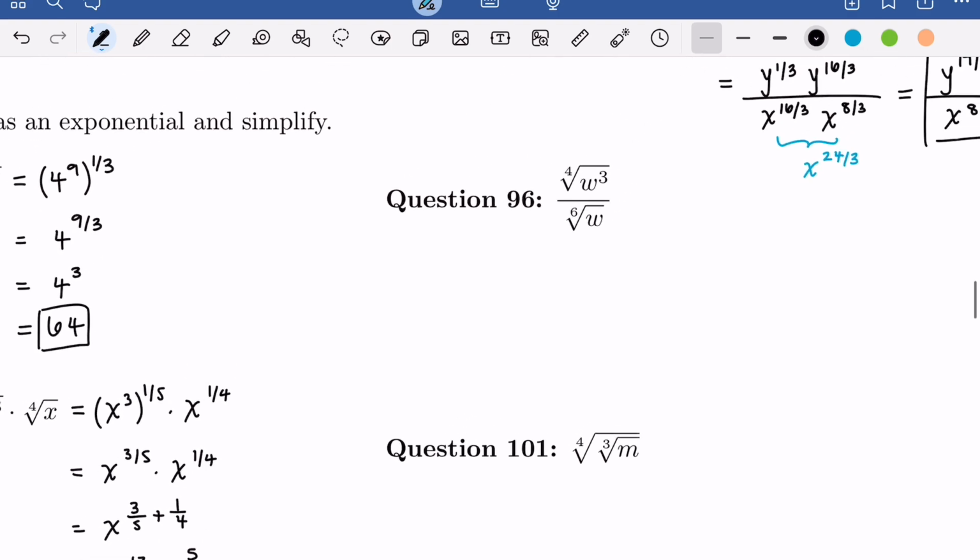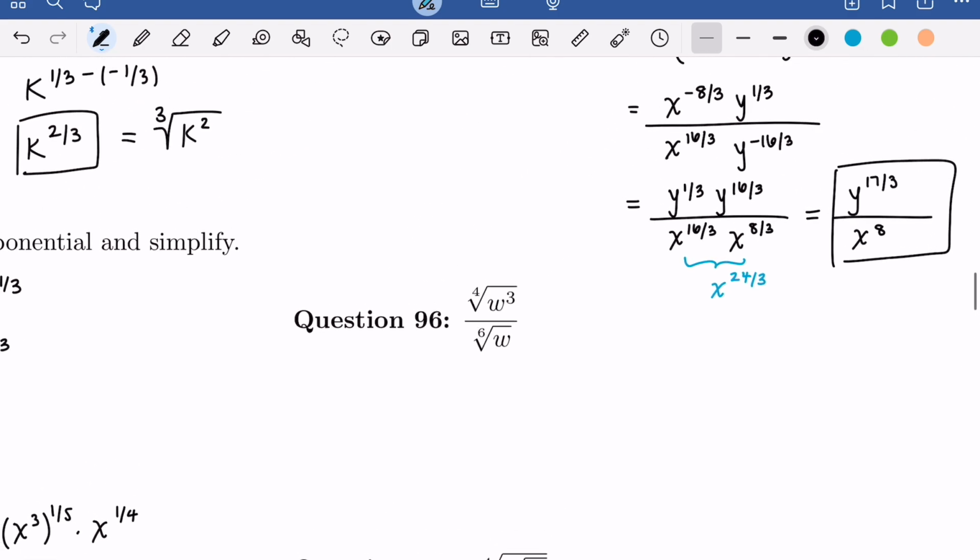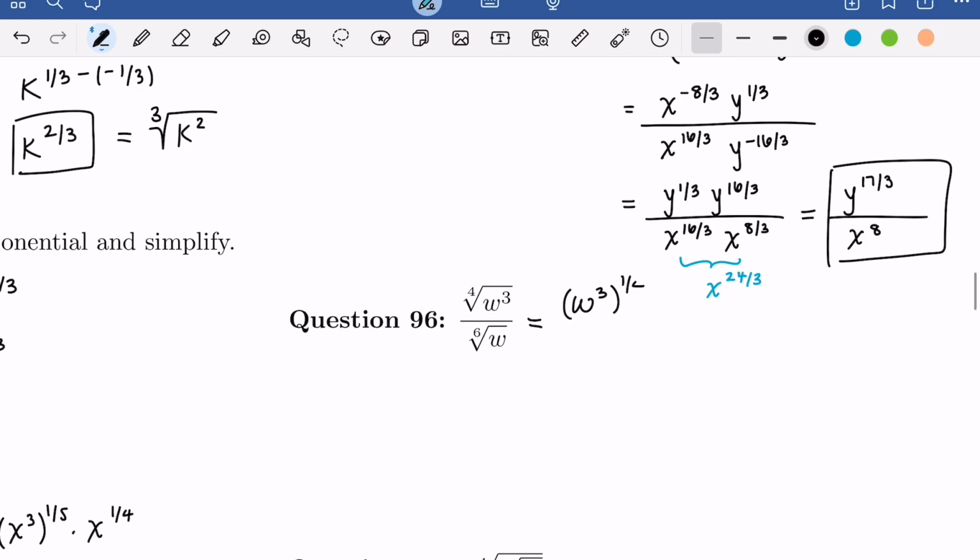All right, let's look at this next example, 96 here. So again, the first thing we're going to do is rewrite both of these guys in the numerator and denominator as an exponential. So in the numerator here, this is the same thing as w cubed raised to the 1/4 power. And in the denominator, this is w raised to the 1/6 power. Next, let's multiply the exponents in our numerator. This is going to be w to the 3/4 power.